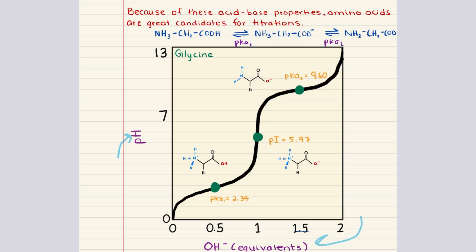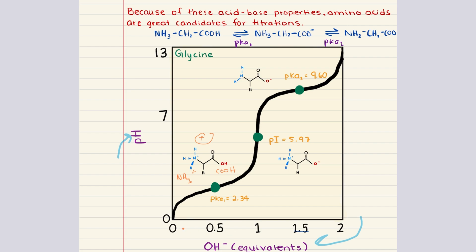Now, glycine contains 2 ionizable groups, a carboxylic acid group and an amino group. At the start of the titration, the solution is very acidic, and glycine is fully protonated. So the carboxyl group is COOH, and the amino group is in its positively charged form, NH3+. And this gives the molecule a net positive charge.